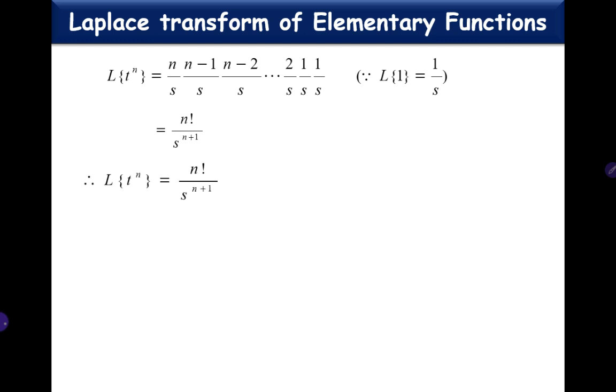Therefore, L of t power n is equal to n factorial by s power n plus 1, where n is a positive integer, because only when n is a positive integer can we write n into n minus 1 into n minus 2 and so on as n factorial. If it is not a positive integer, we cannot denote it as an n factorial. So Laplace transform of t power n, when n is a positive integer, is given by n factorial by s power n plus 1.